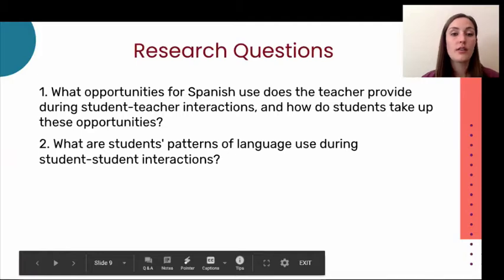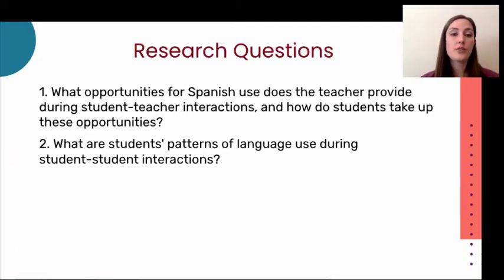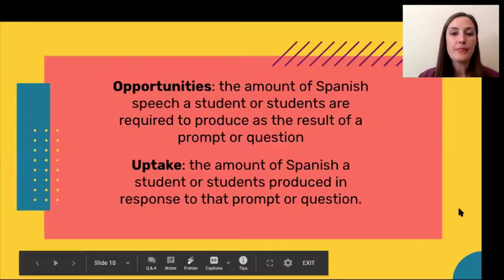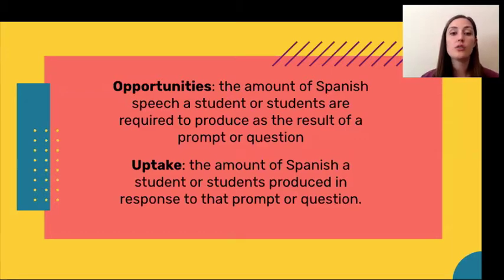So this study asks the following questions. What opportunities for Spanish use does the teacher provide during student-to-teacher interactions, and how do students take up these opportunities? What are students' patterns of language use during student-to-student interactions? So I define opportunities as the amount of Spanish speech that a student or students are required to produce as a result of a prompt or question. And I define uptake, or taking up these opportunities, as the amount of Spanish a student or students produced in response to that prompt or question.